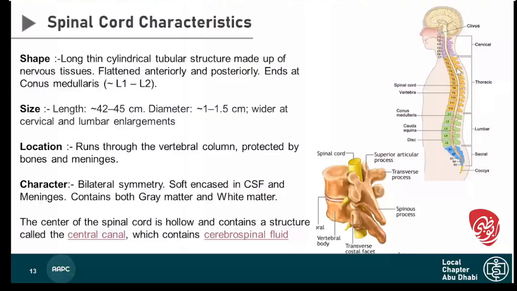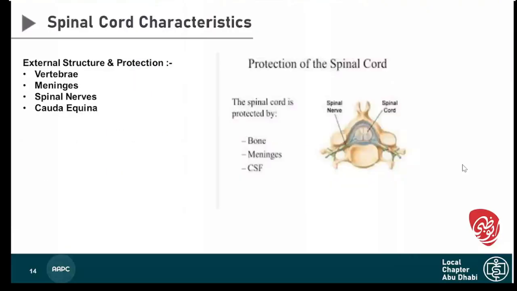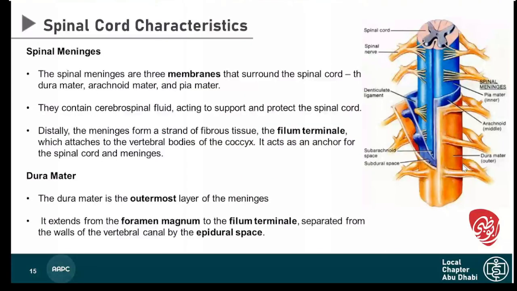And this spinal cord is protected by a 3-layered protective membrane called meninges. It is protected externally by structures like the vertebrae, meninges, nerves, etc. What is meninges? The spinal cord is protected by a 3-layered outer covering called meninges. Then we are going to see about the spinal meninges.